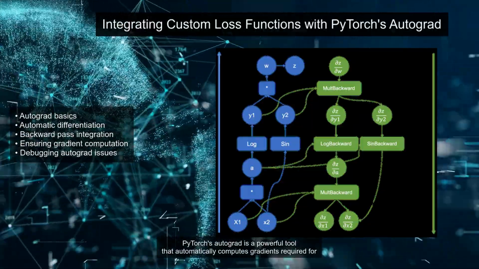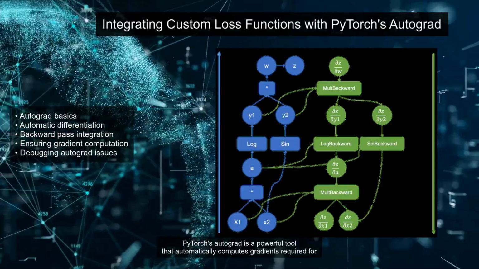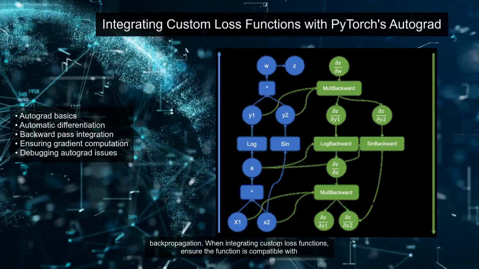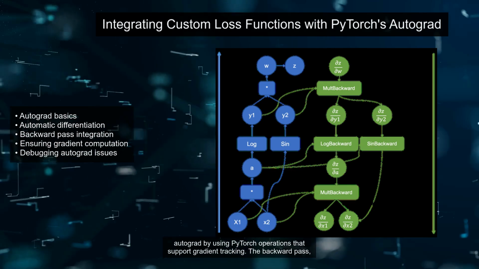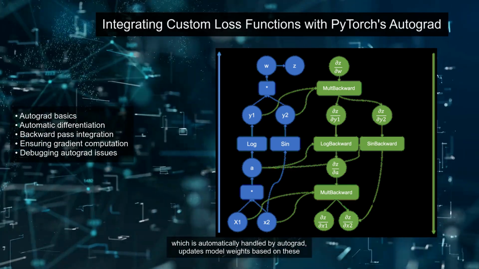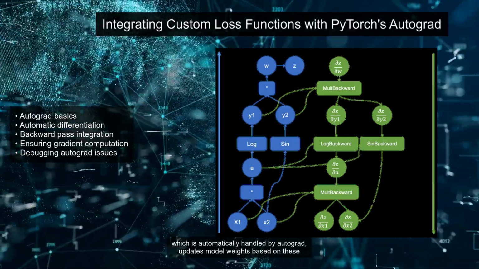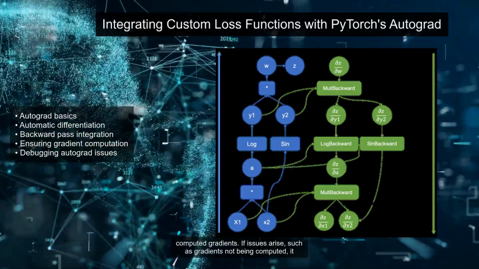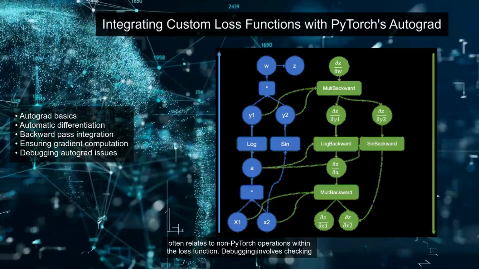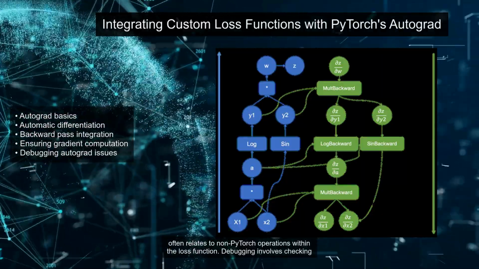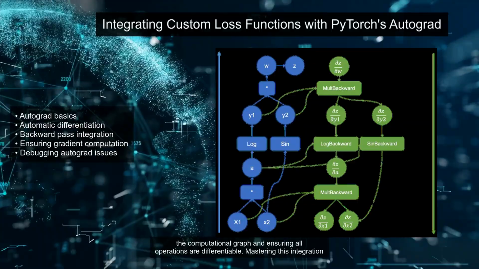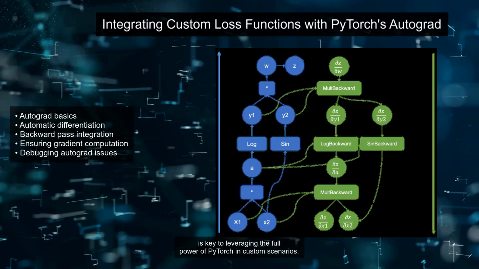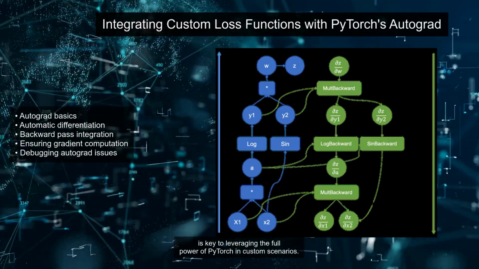PyTorch's autograd is a powerful tool that automatically computes gradients required for backpropagation. When integrating custom loss functions, ensure the function is compatible with autograd by using PyTorch operations that support gradient tracking. The backward pass, which is automatically handled by autograd, updates model weights based on these computed gradients. If issues arise, such as gradients not being computed, it often relates to non-PyTorch operations within the loss function. Debugging involves checking the computational graph and ensuring all operations are differentiable. Mastering this integration is key to leveraging the full power of PyTorch in custom scenarios.